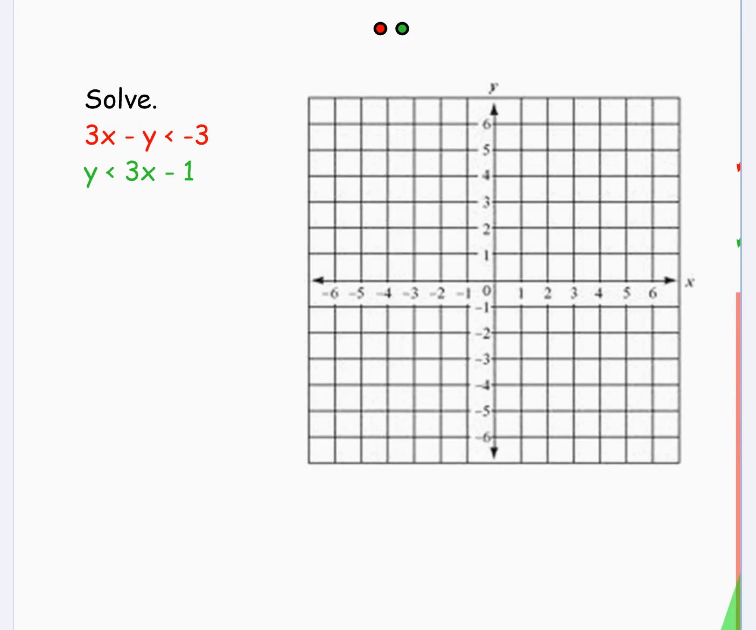Our next one is similar. We will take our first equation. The green one here is already solved, so we'll take our other one.